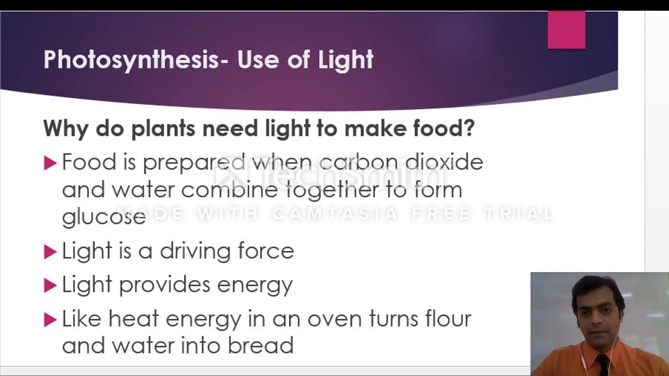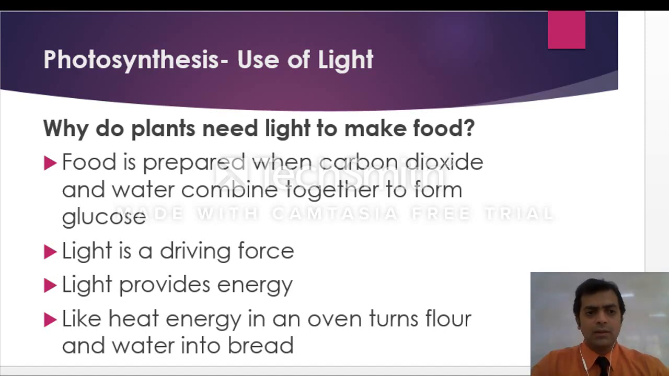So this is an anabolic process in which two small things are joining together and making a large compound which is glucose. For biochemical reactions, we need energy so that the reactants can react and form a product. So light is a driving force. It provides energy to carbon dioxide and water to join together and make the glucose. Like you have heat in an oven which turns the flour and water into bread.